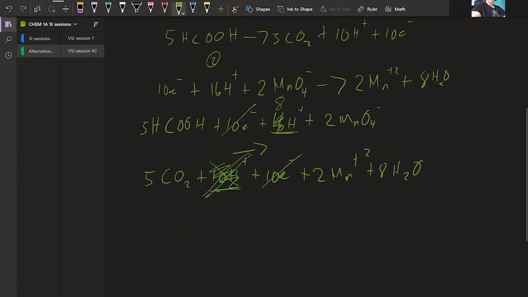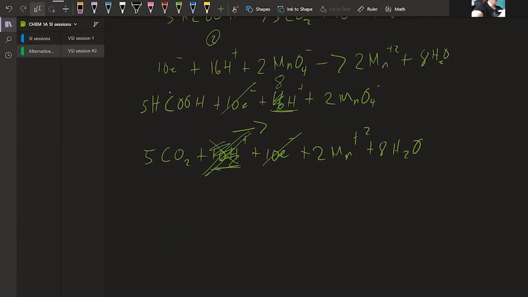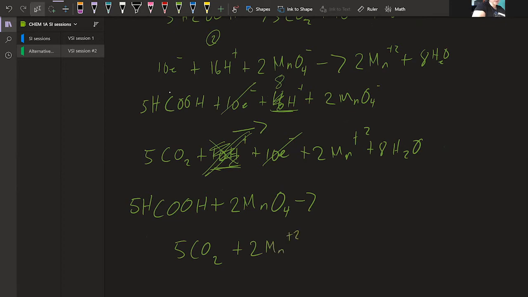So my total equation, or my balanced redox reaction, should be 5HCOOH plus 2MnO4− goes to, I'm going to continue down here, 5CO2 plus 2Mn2+ plus 8 water.